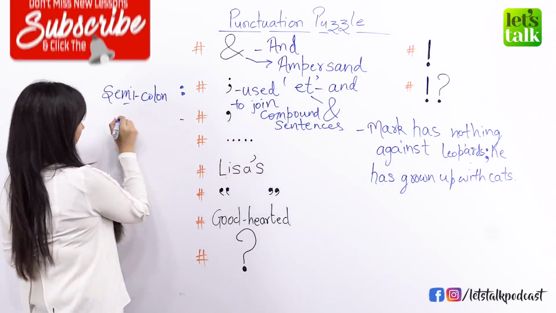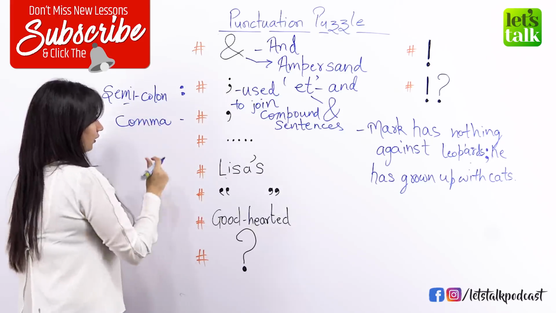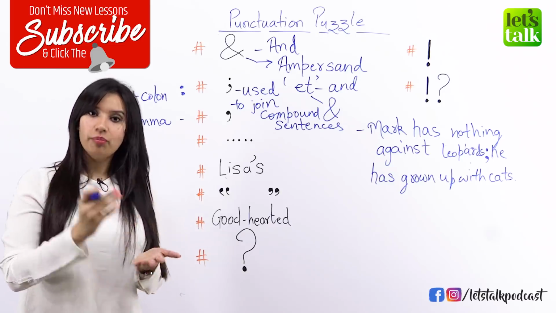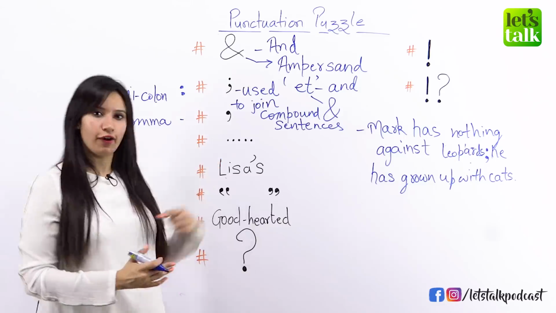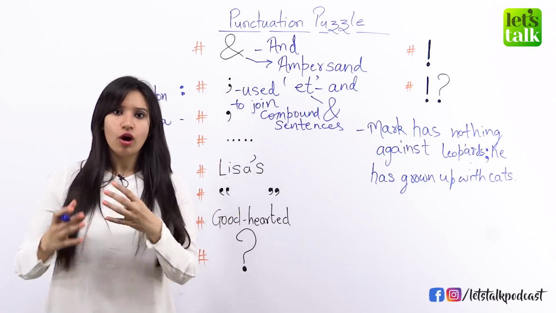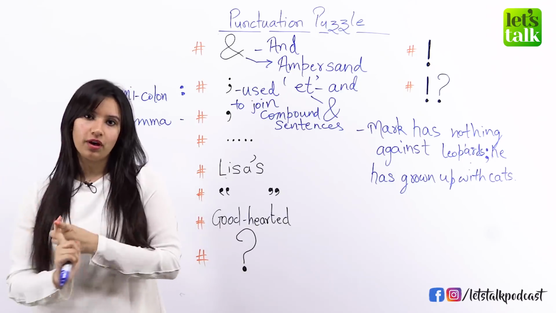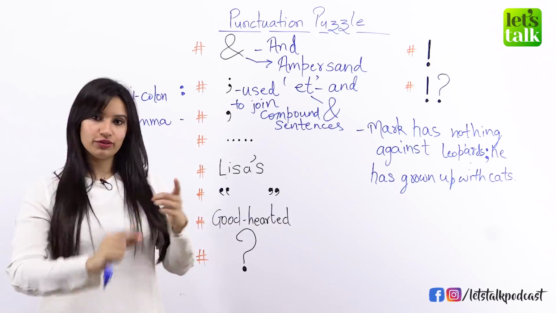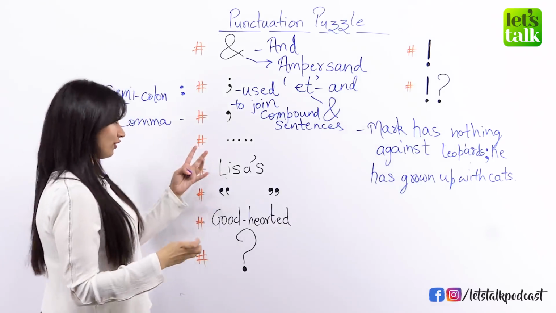A comma. So a comma is used, of course, to mark a pause. Whenever you want to mark a pause, you will use a comma between two sentences, or when you're separating items in a list. Like I went to the supermarket and I got a soap, I got a brush, I got a hair dryer. So you'll put a comma between all of these to mark a pause.